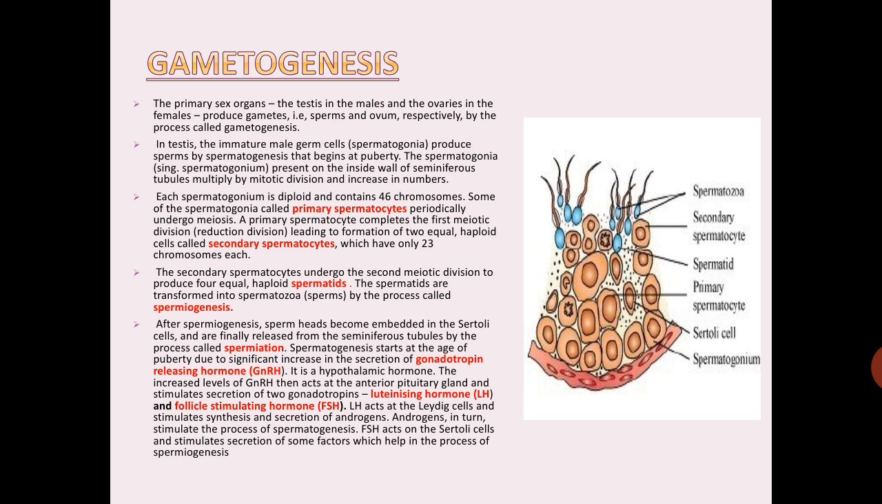Spermatogenesis starts at the age of puberty due to a significant increase in secretion of gonadotropin releasing hormone. Remember, it is a hypothalamic hormone. The increased levels of gonadotropin releasing hormone then act on the anterior pituitary gland and stimulate secretion of two gonadotropins.